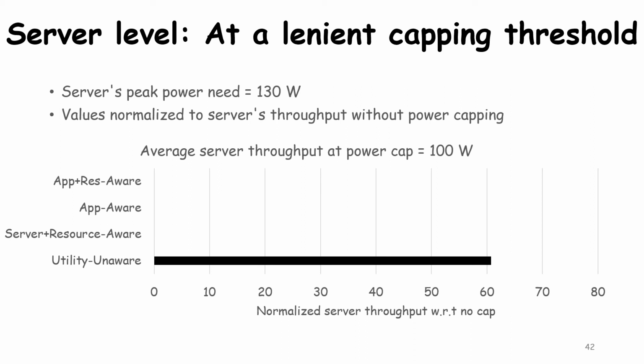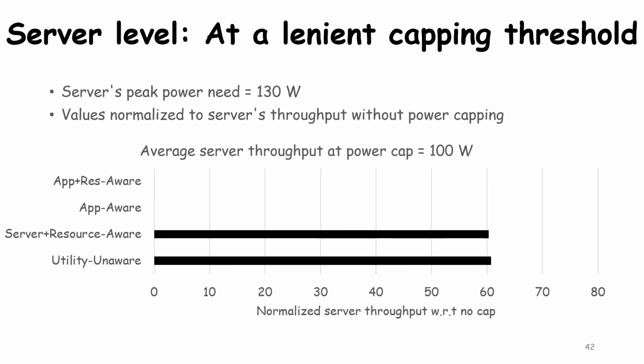Our first baseline policy is utility-unaware power capping, which allocates power equally between the applications using the hardware allocation knob of RAPL. Our next policy is server plus resource-aware allocation, which is aware of resource-level differences in power utility in a server, but it is application unaware. It uses core consolidation, frequency scaling, and DRAM power allocation, where the utilities are calibrated across all the applications. These two policies serve as our baseline, and they reach an average throughput of 60% with respect to the server throughput without any power caps.